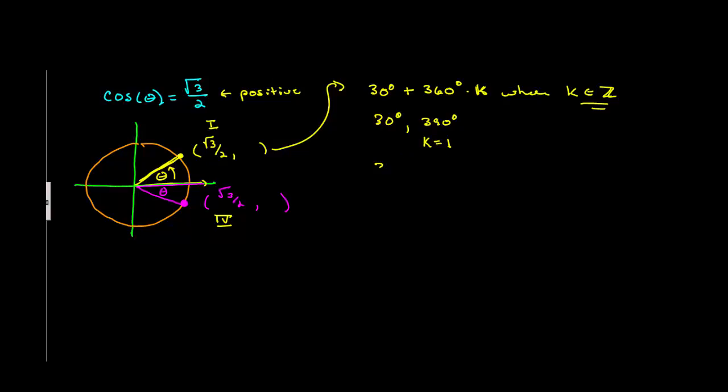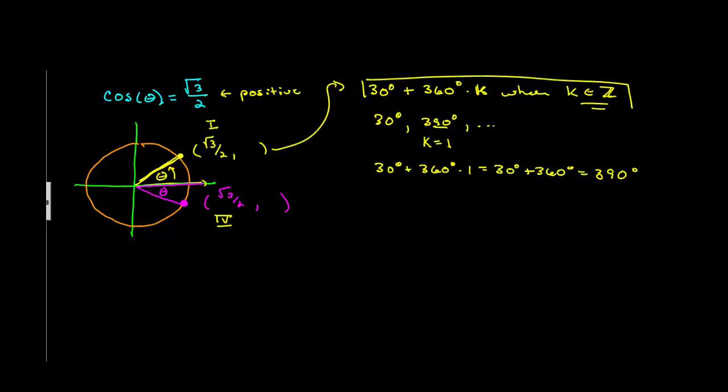Notice that if I plug that in, I'd have 30 degrees plus 360 times 1, which is 30 degrees plus 360, which is 390 degrees. That's where I got this 390 from. We could do another revolution, and another revolution. We could also do negative values for k as well. Basically, we're finding all of the angles that are coterminal with that 30 degree angle. So this is one of the answers.